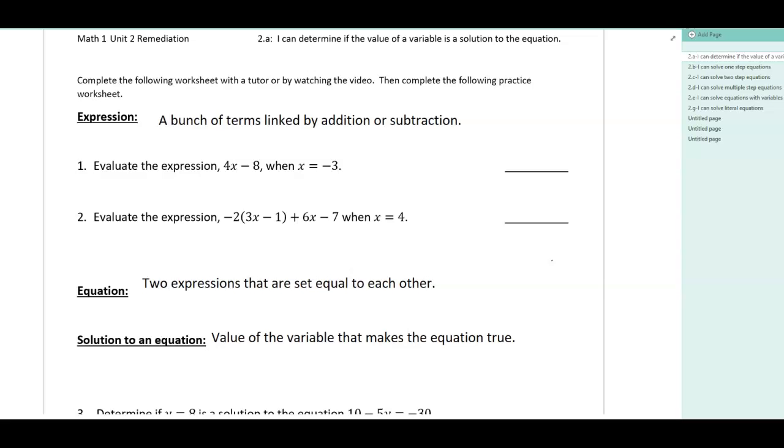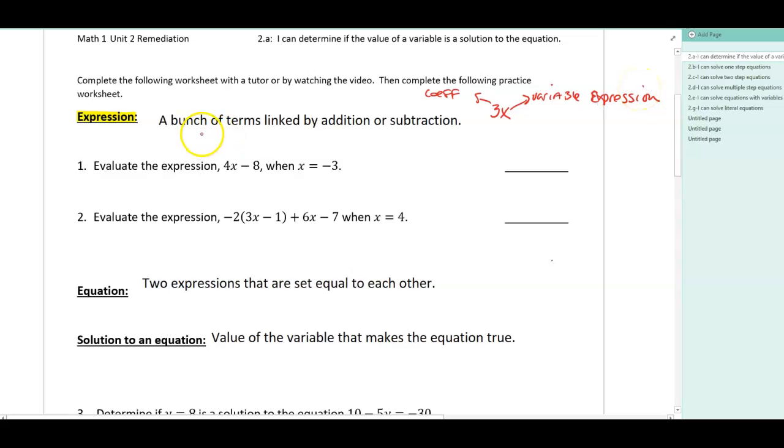Now the first thing we have to talk about here is what is an expression? And what is the difference between an expression and an equation? An expression is basically a bunch of terms linked by addition or subtraction. And if you remember, a term has two things. It has a coefficient and a variable expression. So when I look, 3 would be my coefficient and x would be my variable expression.